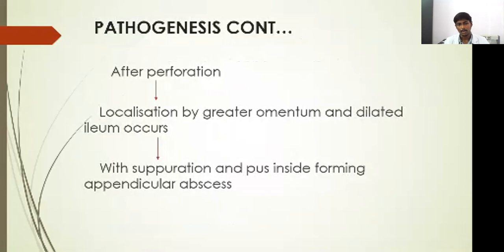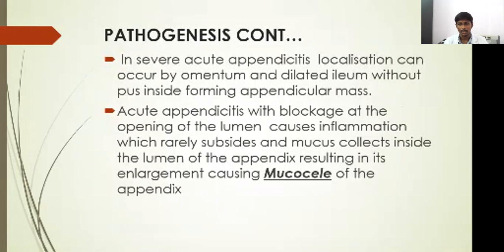After perforation, localization by the greater omentum and dilated ileum occurs, with suppuration and pus formation inside, forming an appendicular abscess. In severe acute appendicitis, localization can occur by the omentum and dilated ileum without pus inside, forming an appendicular mass. Hence, the omentum is called the policeman of the abdomen.